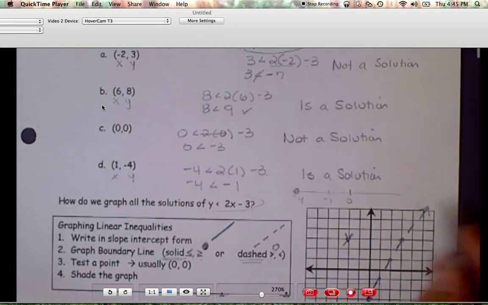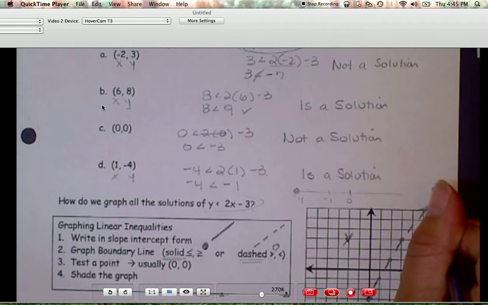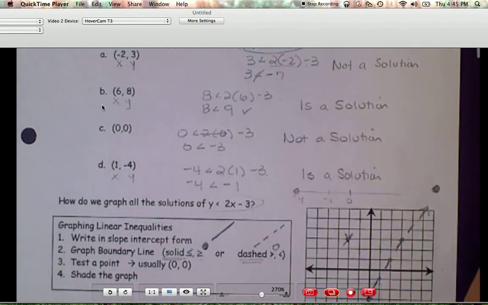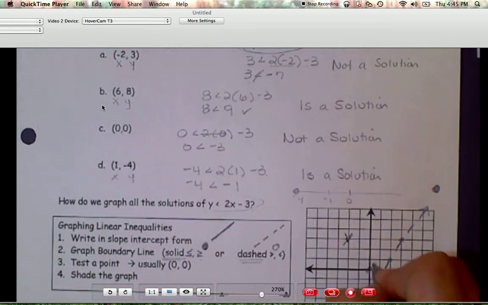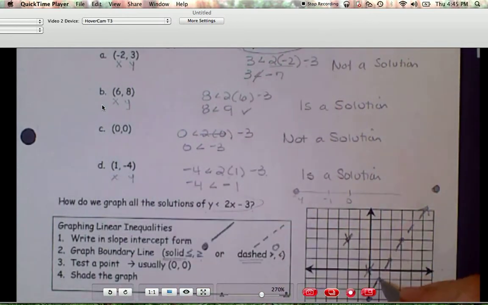6, 8 was a solution, and 6, 8 would be 1, 2, 3, 4, 5, 6, and 1, 2, 3, 4, 5, 6, 7, 8 up here. This one is a solution, so we'll keep it solid and not put an X through it. 0, 0 was not a solution, so X through it. And 1, -4 was a solution.